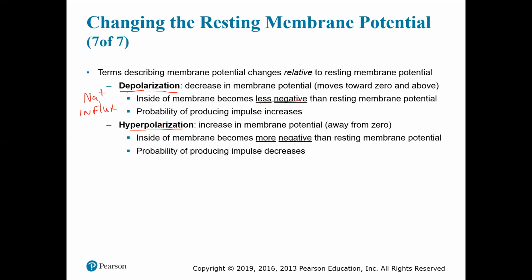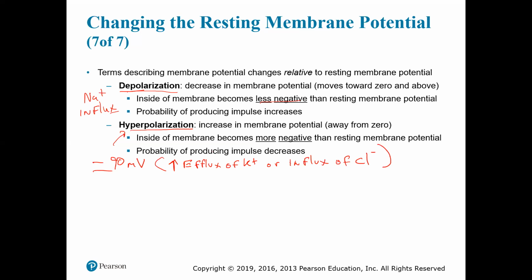Hyperpolarization is the opposite, where the membrane potential can go down to say minus 90 millivolts. So now it's even more negative. And there's two ways that this can happen. One is too much efflux, exiting of potassium, or influx of chloride, which is negative.